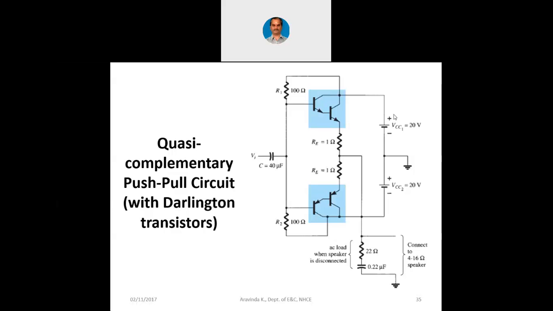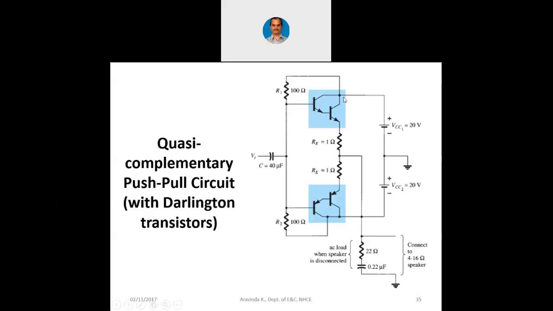Now, if the upper transistor has beta 1 and the lower transistor has beta 2, the emitter current of the upper transistor is the base current to the lower transistor. That way, the total current gain will be beta 1 times beta 2. So, if the upper transistor's beta is 100 and the lower transistor's beta is 100, then the total gain is 100 times 100, which is 10,000. That is what the Darlington transistor is.